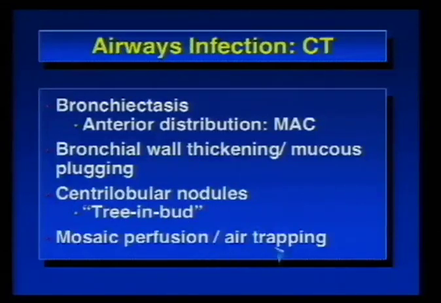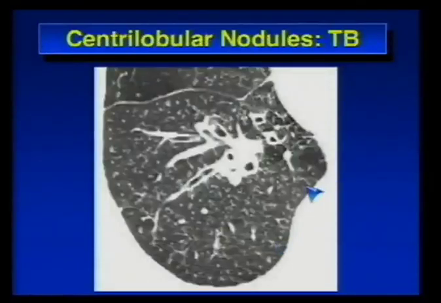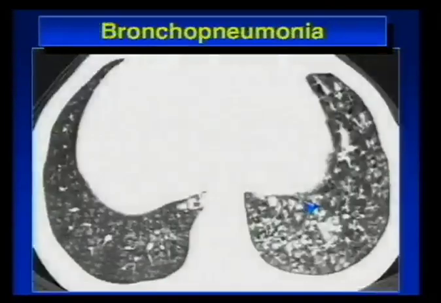And mosaic perfusion and air trapping, again, that comes up. That's also seen in airways infection. So this is a patient with centrilobular nodules, nothing really touching the periphery except maybe that little one right there. So centrilobular nodules, this person had active tuberculosis, airways TB.